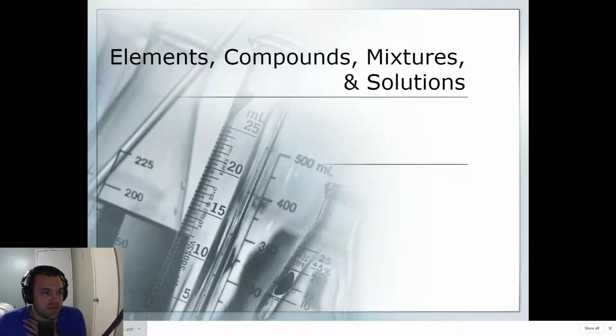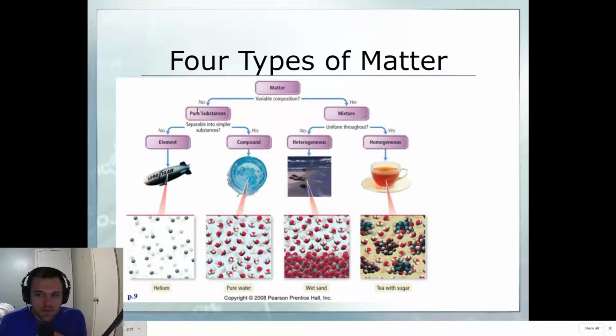Second thing we're talking about today is the difference between elements, compounds, mixtures, and solutions. Okay, so generally, there are four types of matter. What we have are called pure substances, and then the other main category is mixtures, and each of those two can be broken down a little bit further.